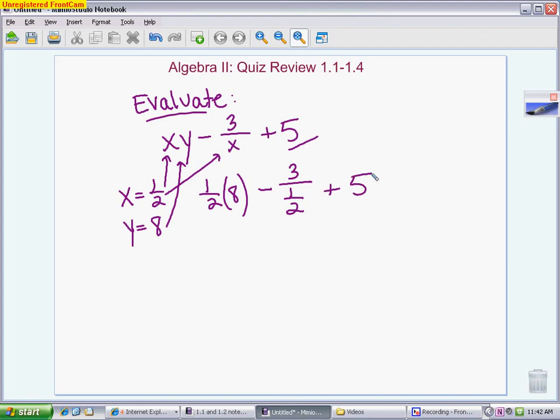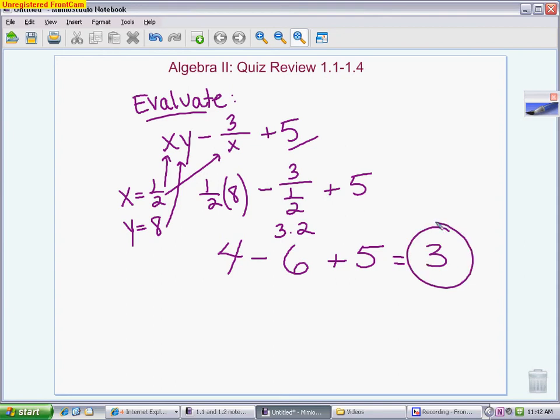So first thing I want to do is take half of 8, or half times 8, that is 4. Minus, here's the common mistake, 3 divided by a half. Dividing by a half is the same thing as multiplying by the reciprocal. So 3 divided by a half is the same as saying 3 times 2, which is 6, plus 5. Now we're just going to go across. 4 minus 6 is negative 2, plus 5 equals 3. So my answer when I am done evaluating is 3.